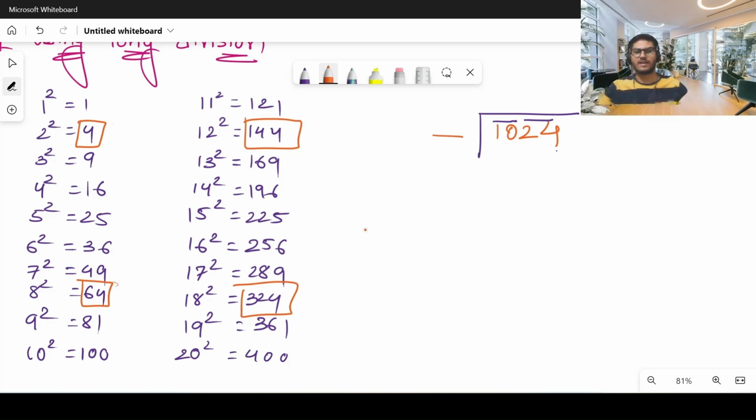So let's start with that. 1 square is 1. The table is already there in front of you. 2 square is 4. 3 square is 9. But if I take 4, its square is 16, so this will not work. That means I have to limit myself to 3. So it's 3, 3 threes are 9. And after that, the subtraction.